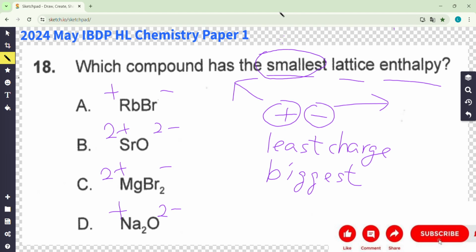So which one has the least charge? Yes, you got it. A, plus and minus. So they have the smallest lattice enthalpy. Of course, you can think that the largest one is this one. If the question asks about the largest, then you choose this one. So the answer is A.